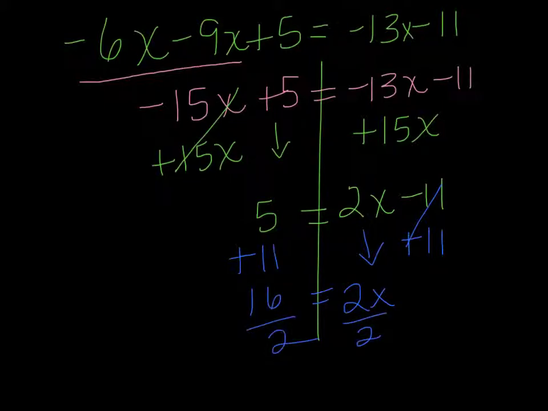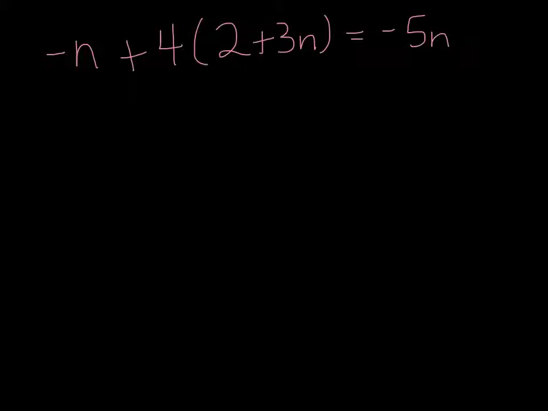Divide both sides by 2. And x is equal to 8. I have one more for us to do. The last one we're going to do is negative n plus 4 times the quantity 2 plus 3n, is equal to negative 5n minus 12.